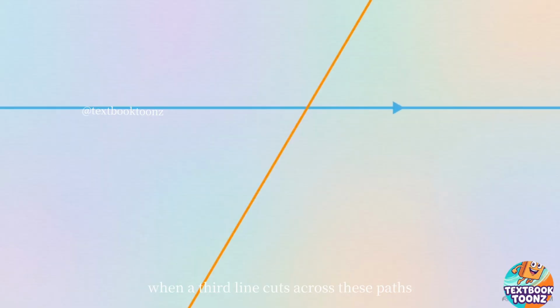Next time, we'll see what happens when a third line cuts across these paths at an angle.